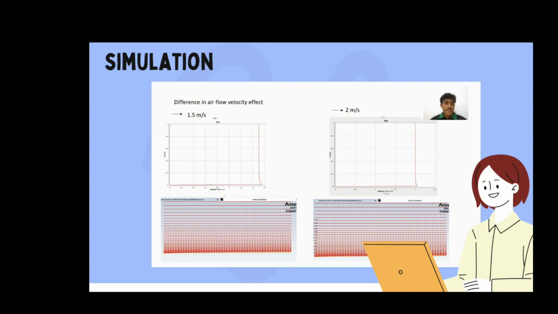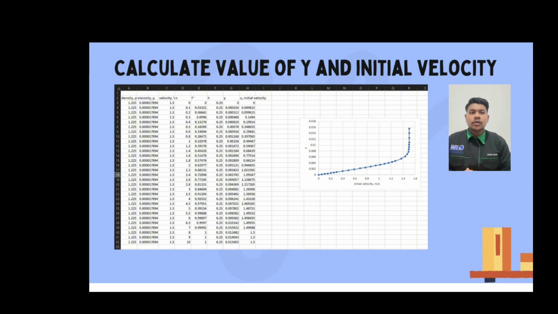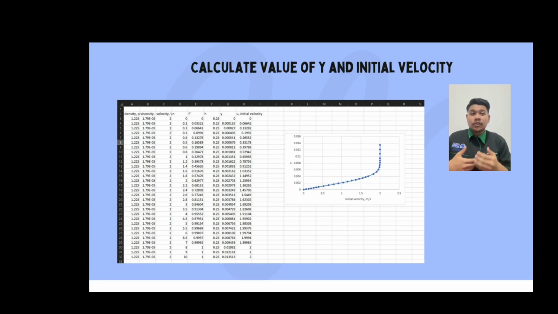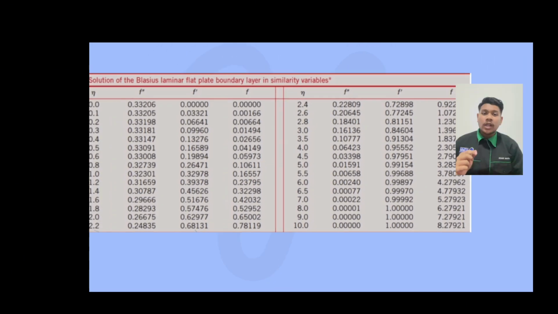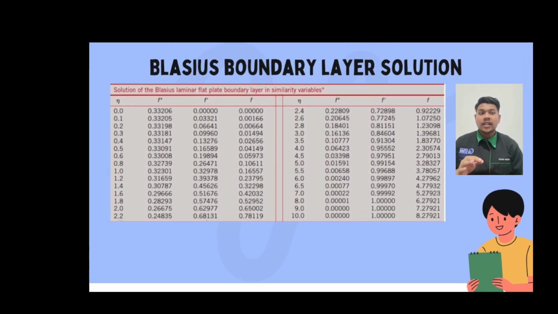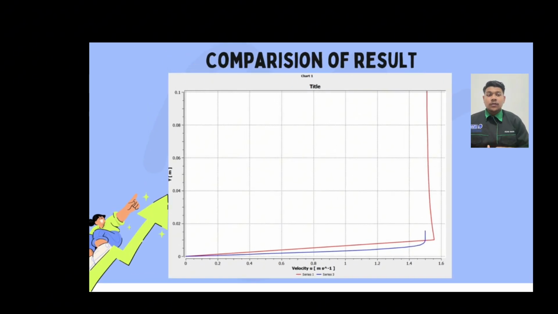Moving on. First of all, to compare the result of CFD simulation with theory. By using Microsoft Excel, we can find the Y value, or as we know, boundary layer thickness, and the value of initial velocity. The values of eta and f prime were referred from the table of Blasius's boundary layer solution. Find the value of y and initial velocity u by using this formula. We can compare the theoretical result with the simulation by inserting the data into the ANSYS software. So we can see the difference of the boundary layer between experimental and theoretical.